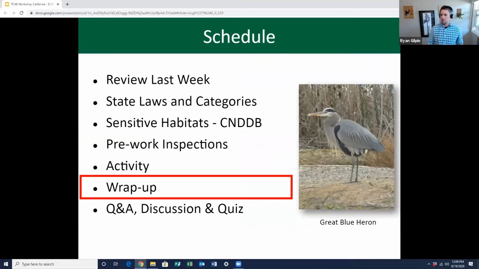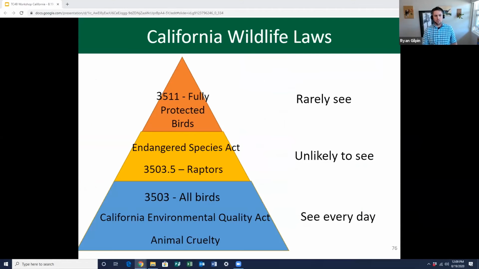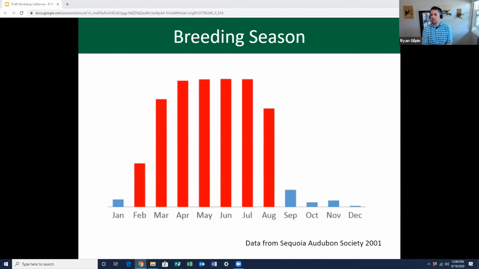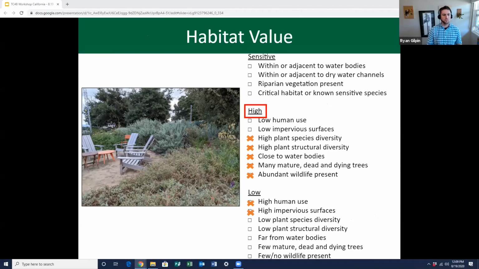I'd just like to do a quick little summary of what we've covered so far. So my computer is not working all of a sudden. There we go. We talked a little bit about how many wildlife laws there are in California. Encourage people to check it out on their own, but we gave you the highlights of what might be important. That the breeding season in California, we've suggested as February 1st to August 31st.